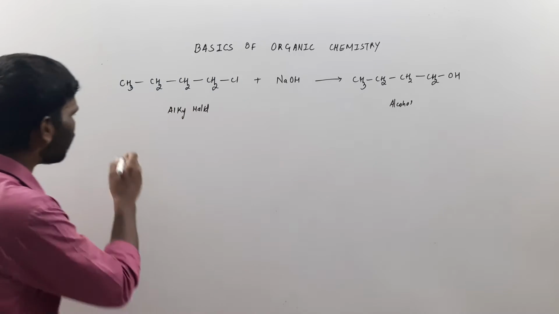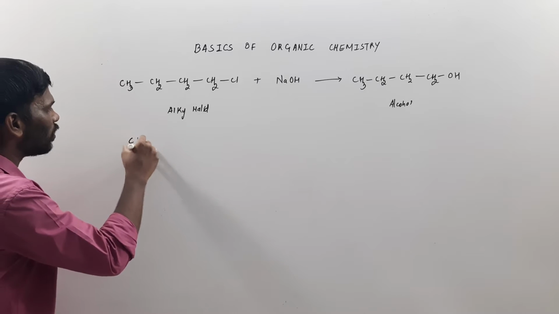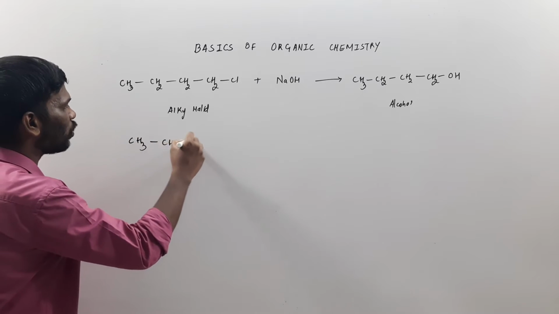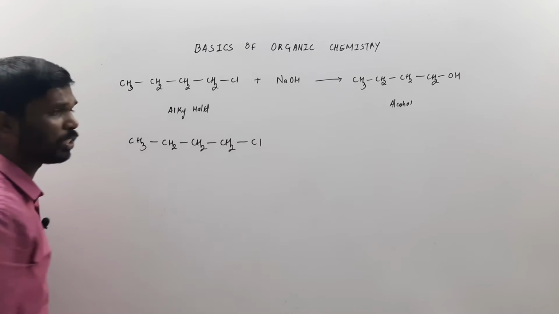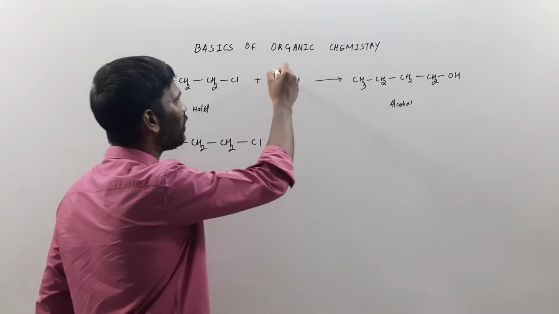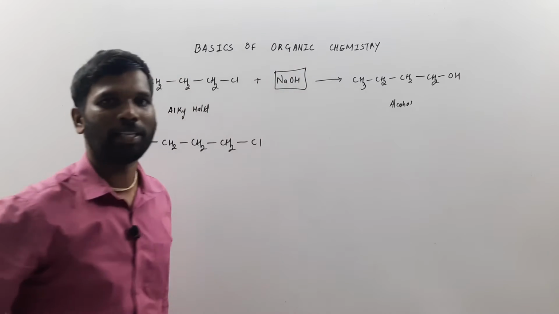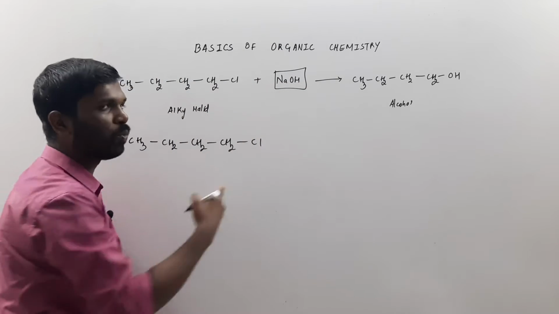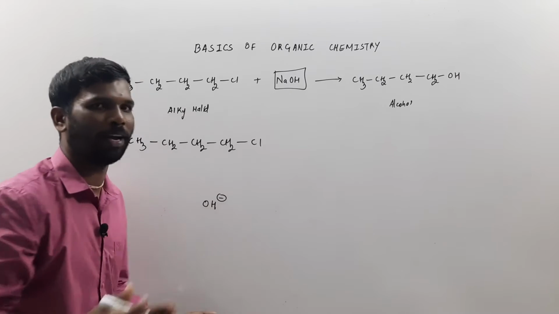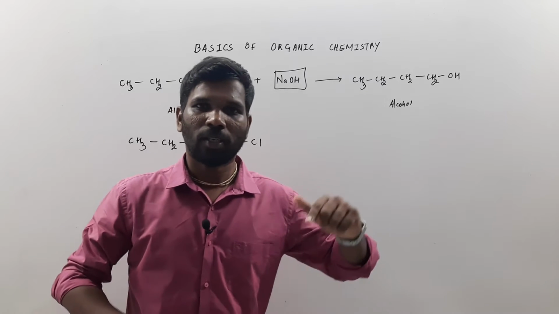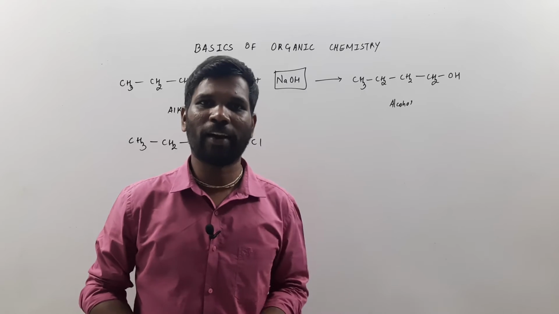So, this is the thing. I am taking CH3, there is a CH2, there is CH2, one more CH2, and this is the halide which is attached. Now, understand, this is a very good source of OH minus ion. So, I am writing this as a nucleophile, OH minus ion. It is going to attack an electron deficient.